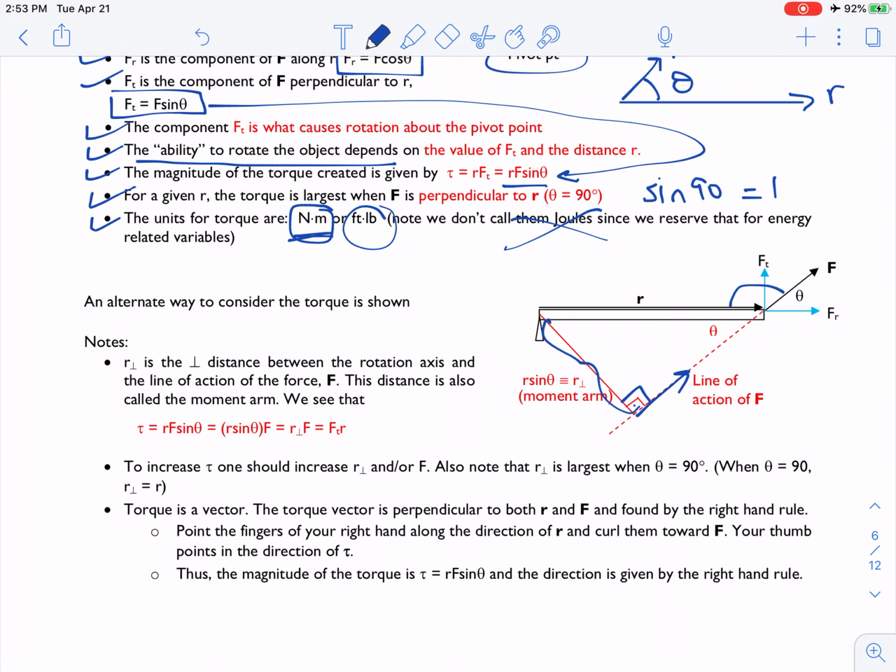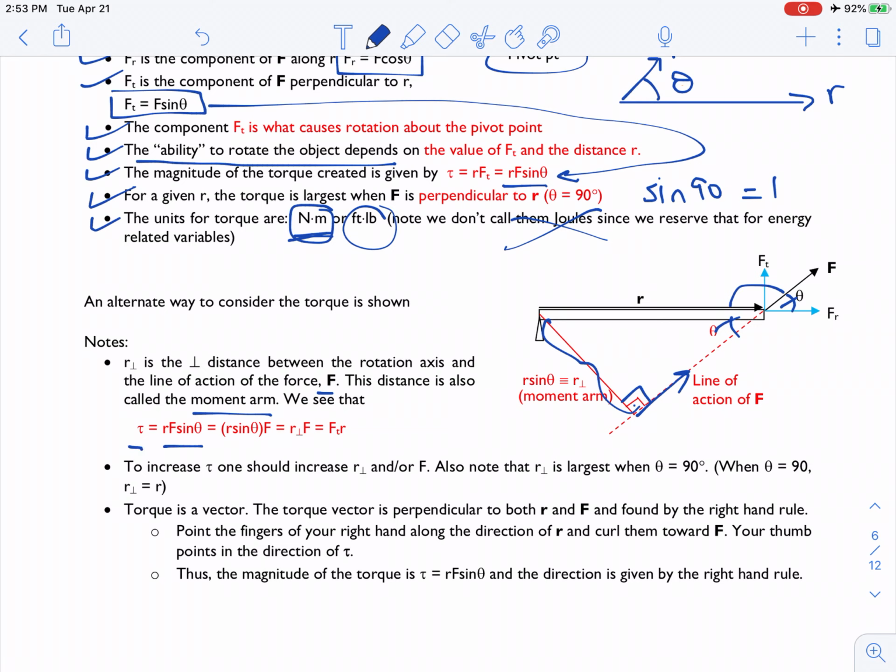And you can use this triangle here, right triangle, and this is your angle because these two angles are the same. And so you can solve for torque this way. So R perpendicular is the perpendicular distance between the rotation axis and the line of action of force, F. And the distance is also called moment arm. And we see that in this case, torque is, we already know that it's RF sine theta.